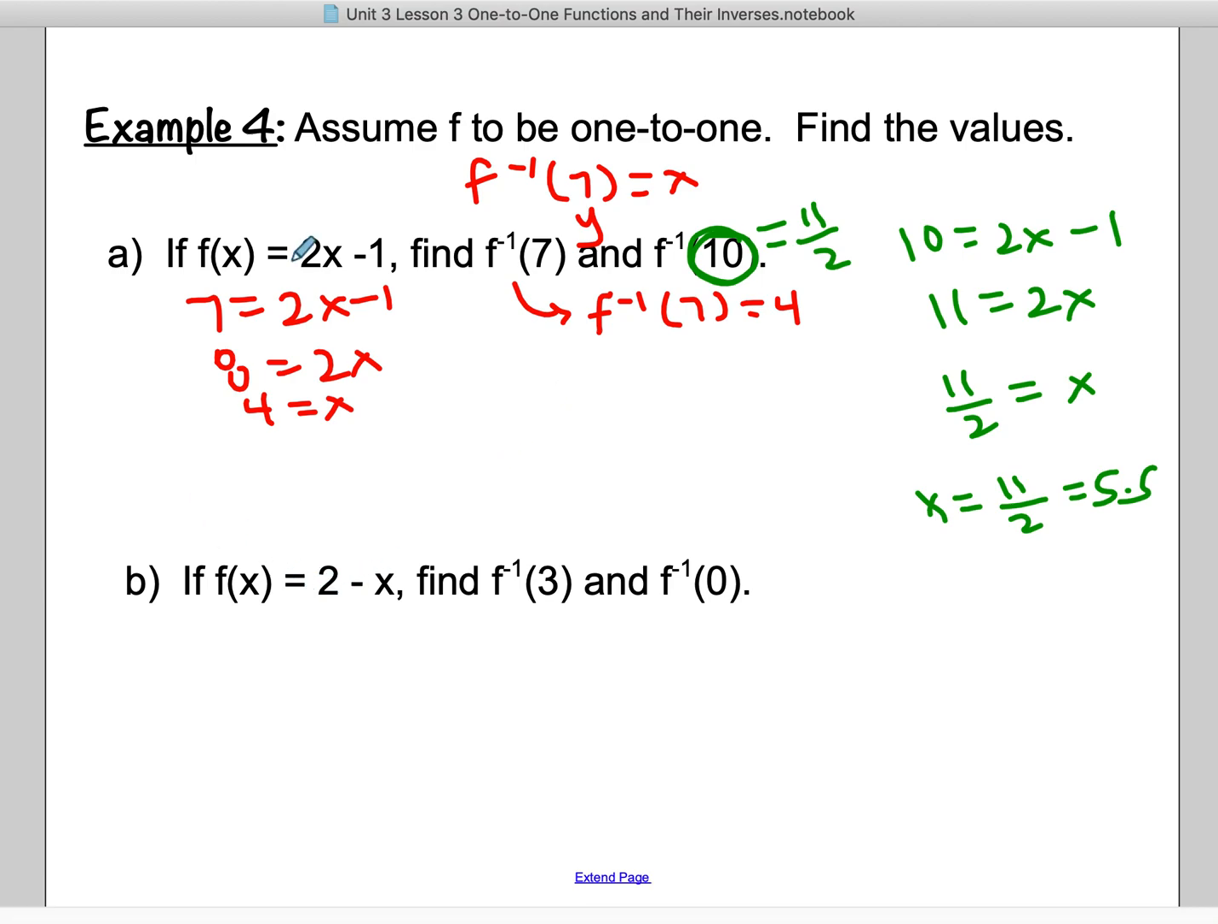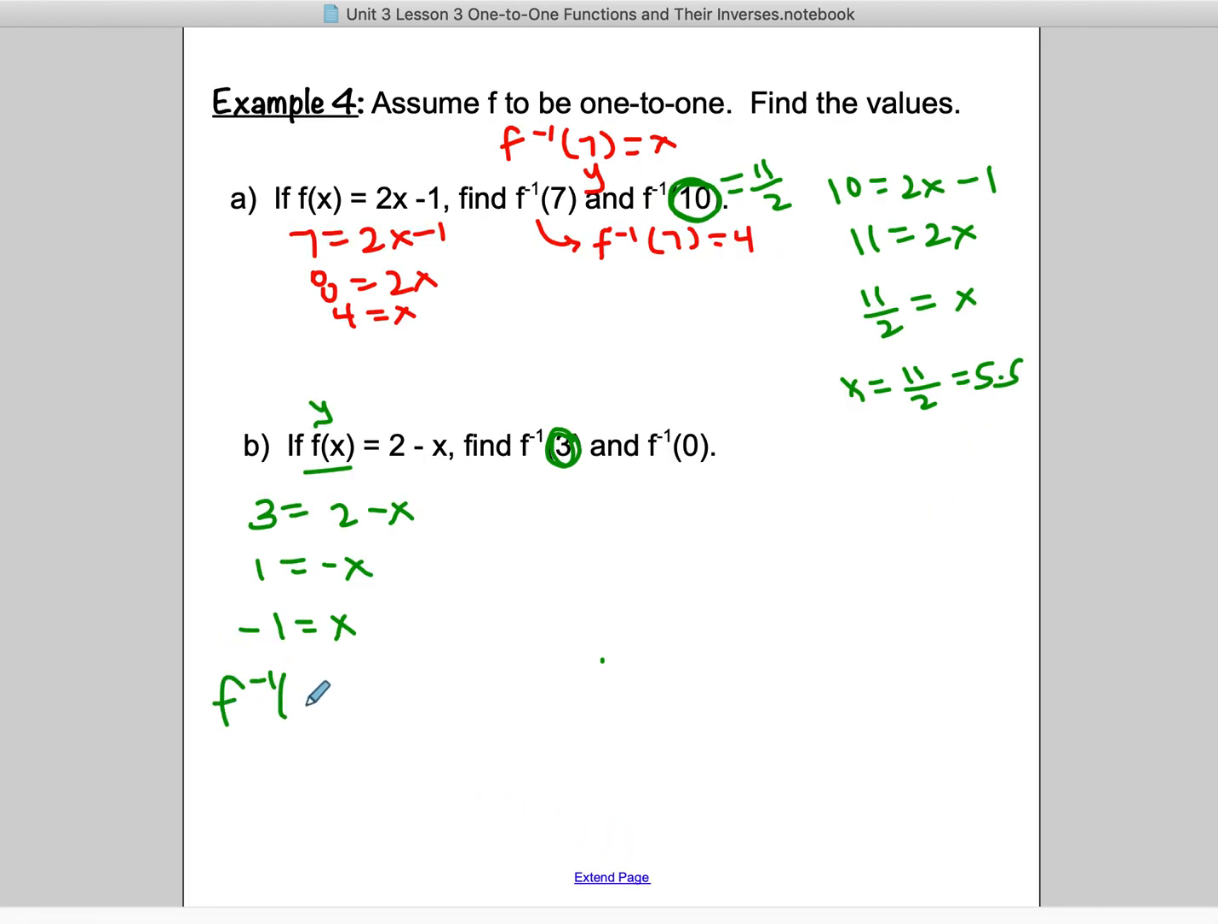Both are correct. All right, B, another equation, same type of idea. f inverse of 3, so it's just telling me a y value. So I would say 3, plug it in for f of x, which is the same as y, so 3 equals 2 minus x, and I would solve for x. So I would subtract 2, so I get 1 equals -x, and then divide by -1, so I get -1 equals x. So my conclusion for that one is f inverse of 3 equals -1.